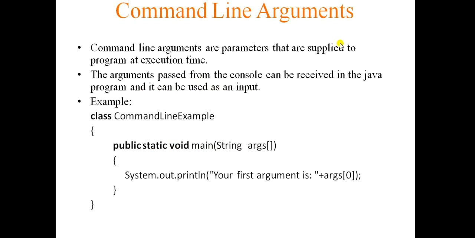The next is command line arguments. A Java command line argument is an argument that is passed at the time of running the Java program. The arguments passed from the console can be received in the Java program, and they can be used as input. So it provides a convenient way to check the behavior of the program for different values, and you can pass n number of arguments from the command prompt. So I would like to take one example for demonstrating command line arguments.